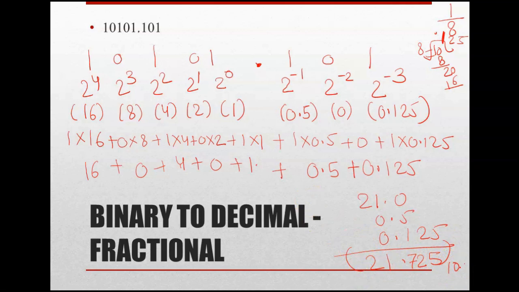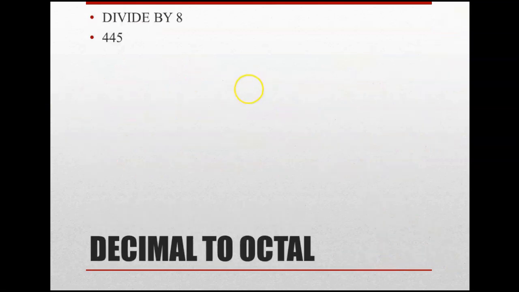This is the final answer, a decimal value, so base 10. I hope you are clear how we do that. The power is in minus and is taken from left to right in the fractional part. In the integer part the power works from right to left, but in the fractional part it works from left to right, and the rest of the thing is the same.